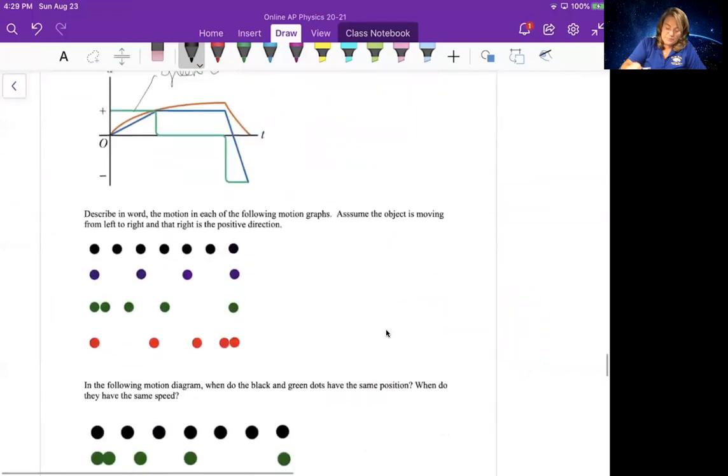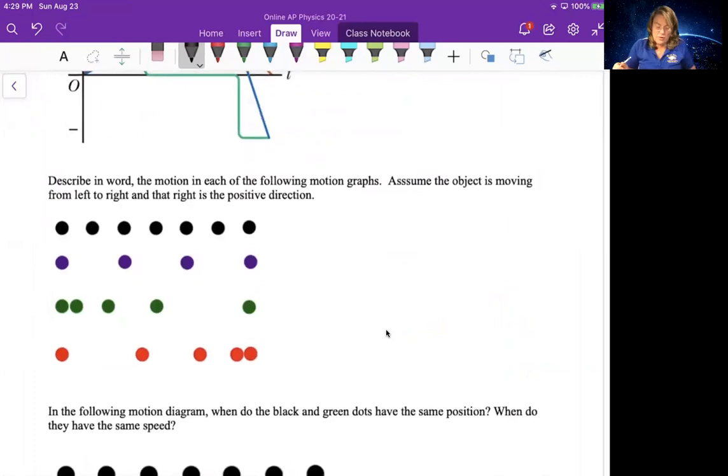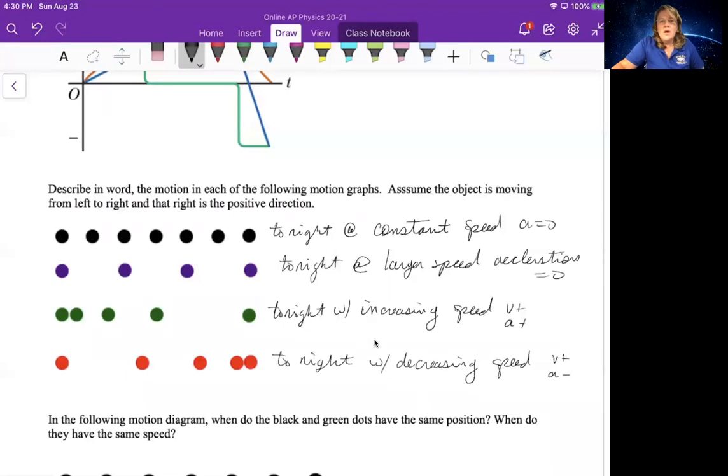All right, moving on. So I'm going to actually give you the opportunity to pause your video and give me a description of what you're seeing in these motion graphs. Assume the object is moving from left to right and that right is positive. Okay, so here are my answers. This is how I would describe the first motion diagram.